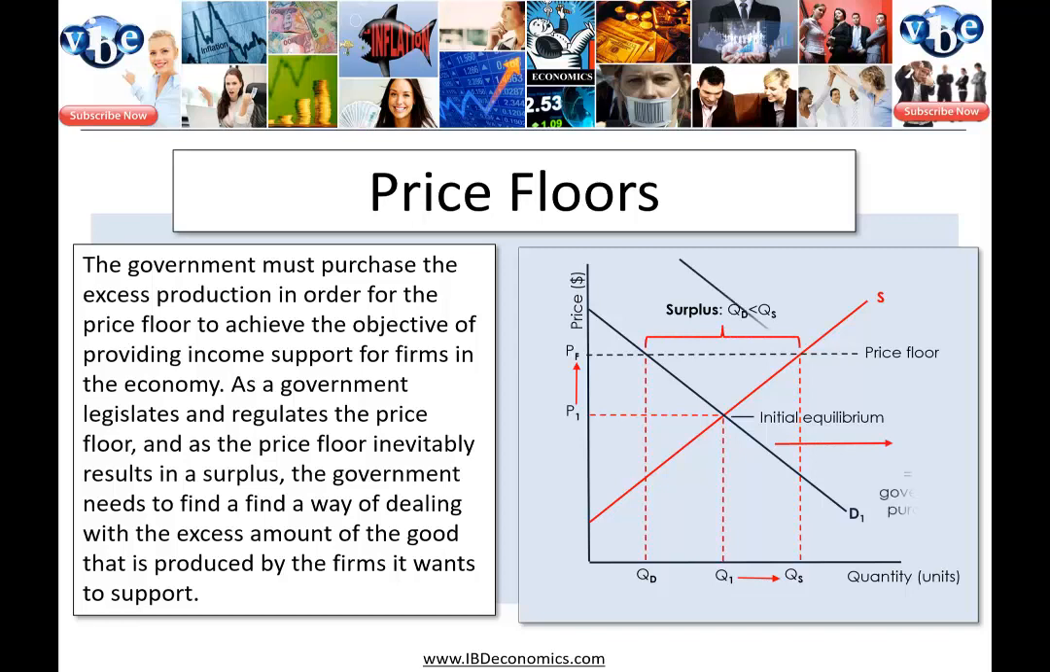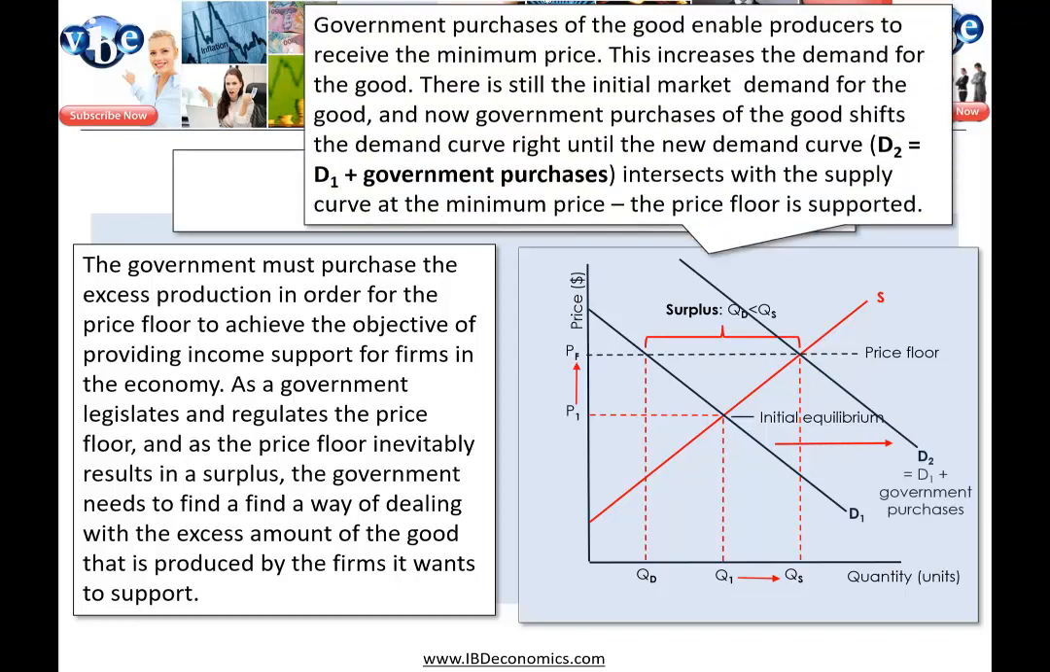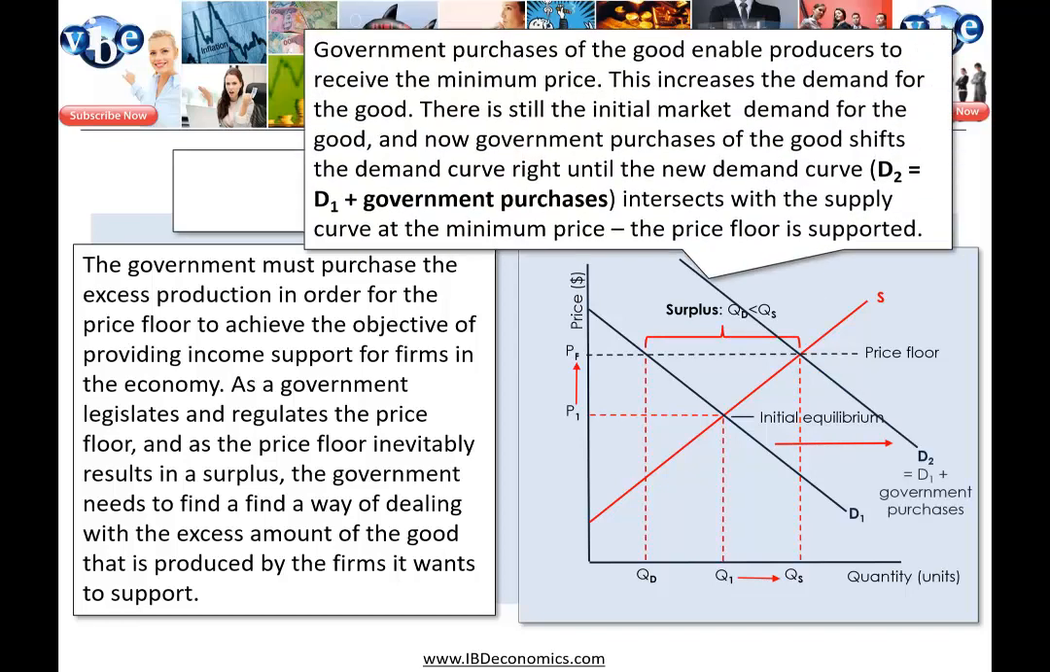It's no good the government just saying at this high price you can make a profit, because the firms cannot sell all of their product at this high price. So, as the government legislates and regulates the price floor, and the price floor inevitably results in a surplus, the government needs to find a way of dealing with that excess amount of the good that's produced by the firms it wants to support. So government purchases of the good enable producers to receive the minimum price.